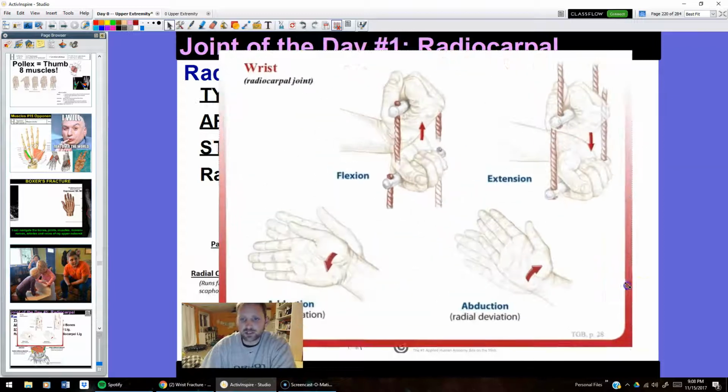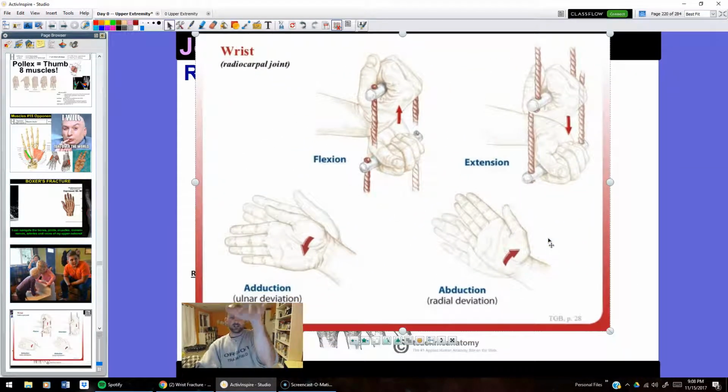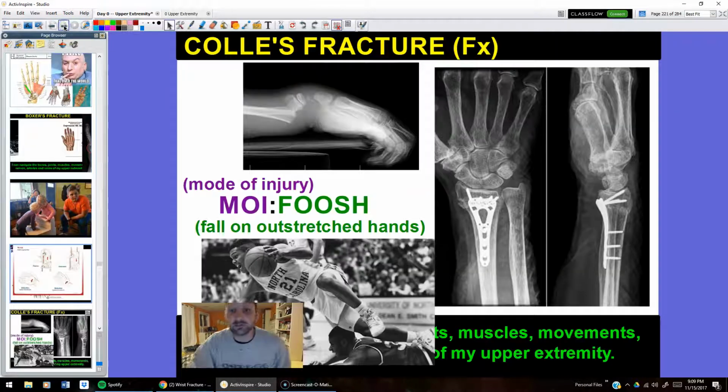The motions, guys, produced at this joint are, as I mentioned earlier, flexion and extension. So I am flexing my wrist right now. I'm extending my wrist. And standing in this position, I'm going to abduct and adduct, or radially deviate and ulnar deviate. So ulnar deviation and radial deviation are the same as adduction and abduction of that joint. Those are synonyms. Don't you love synonyms?